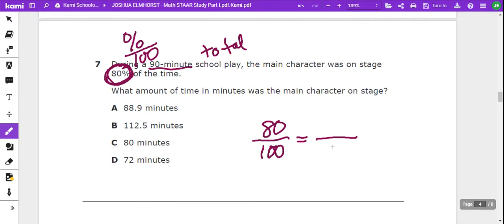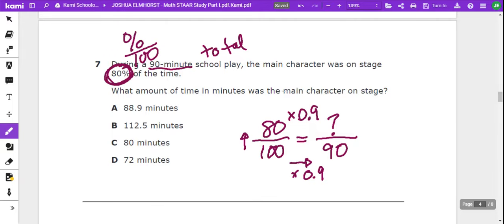Okay, and the question is, how much time was that? Here's your percent, 80%. Just we got that. So you look up and down. Is there a factor? Or is there a factor here? Well, from 100 down to 90, we could actually use the factor of 0.9. So 100 times 0.9 would be 90. And we could use this, 80 times 0.9.